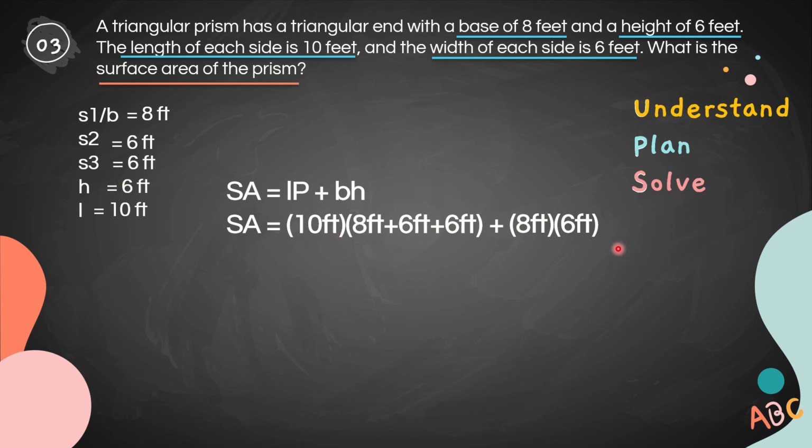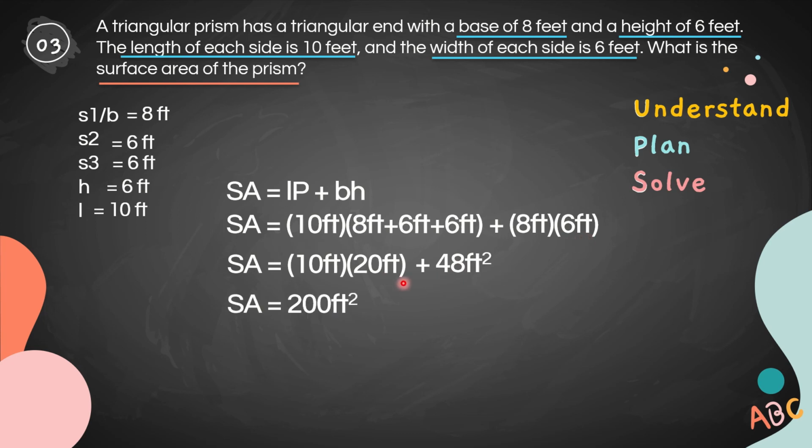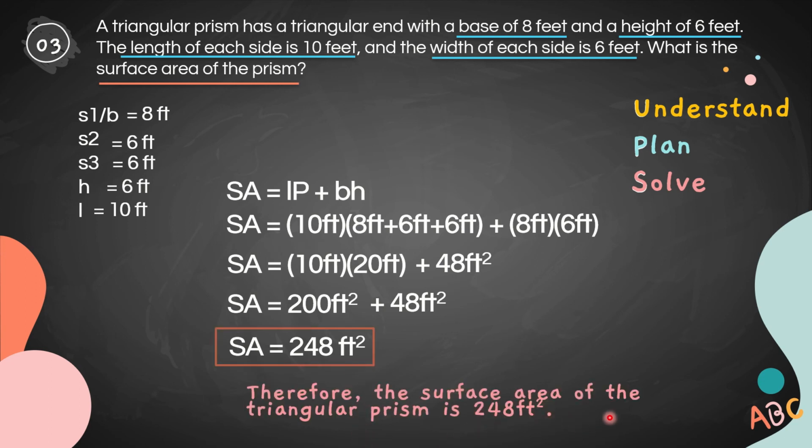Let us first add 8, 6, and 6. So we have 20. Plus 8 times 6, we have 48 square feet. And then 10 times 20, we have 200 square feet plus 48 square feet. So a total of 248 square feet. Therefore, the surface area of the triangular prism is 248 square feet.